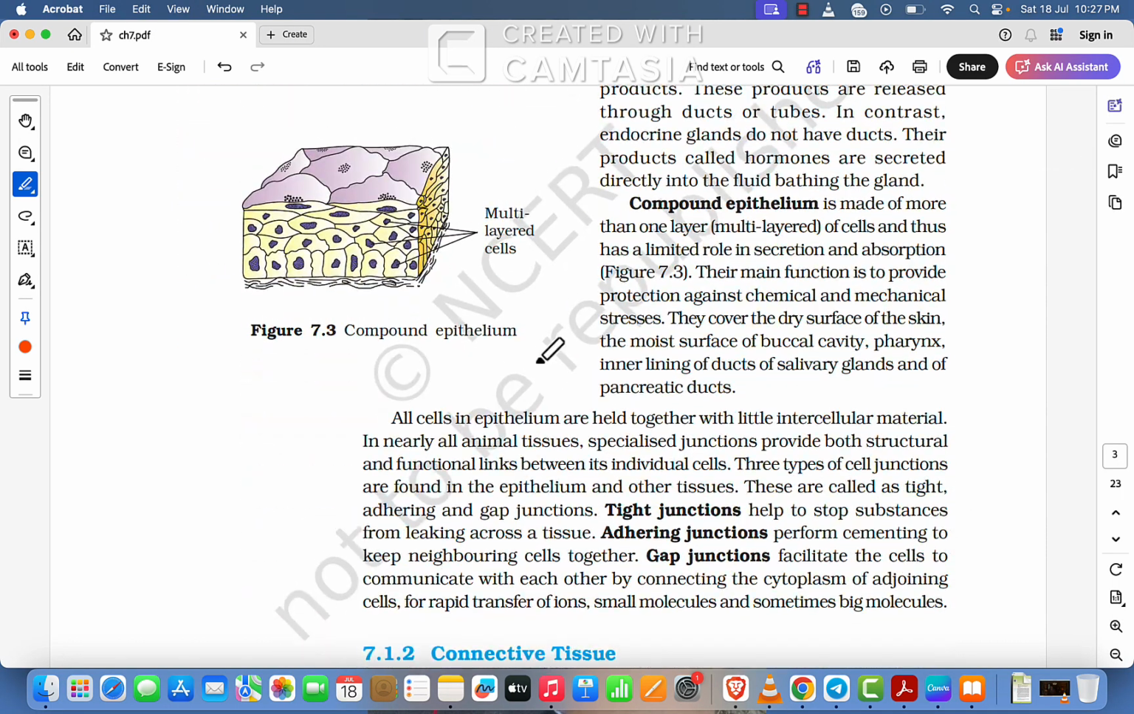Compound epithelium, as you can see in the diagram, is made up of more than one layer, multi-layered cells, and thus has a limited role in secretion and absorption. Their main function is to provide protection against chemical and mechanical stresses. They cover the dry surface of the skin, the moist surface of buccal cavity, pharynx, inner lining of ducts of salivary glands, and of pancreatic ducts. Multi-layered cells, compound epithelium, as you can see, हमारे skin पे present होते हैं.